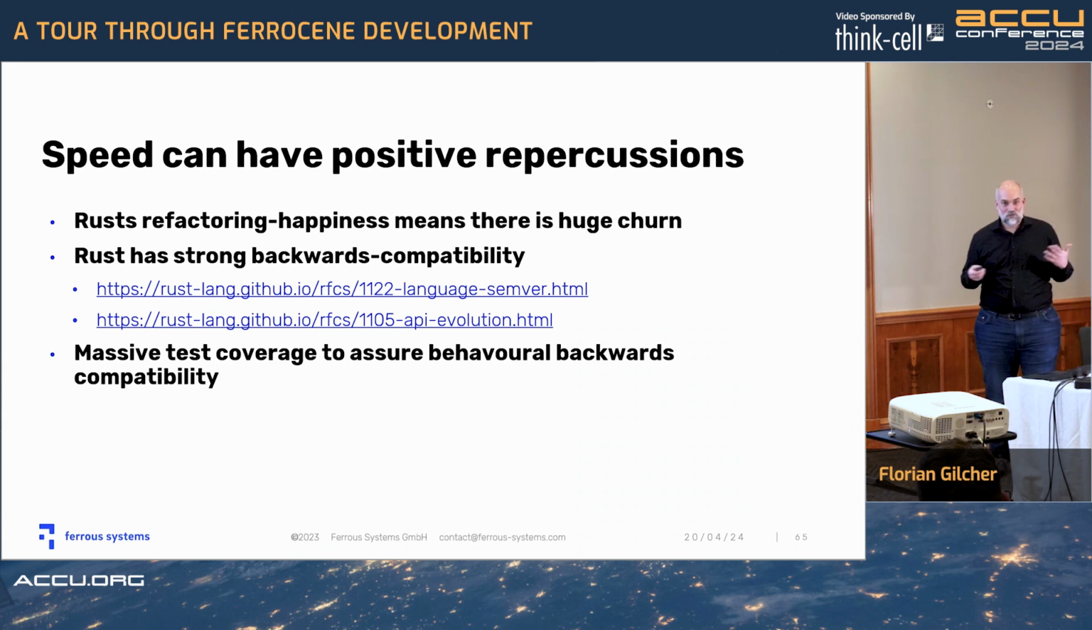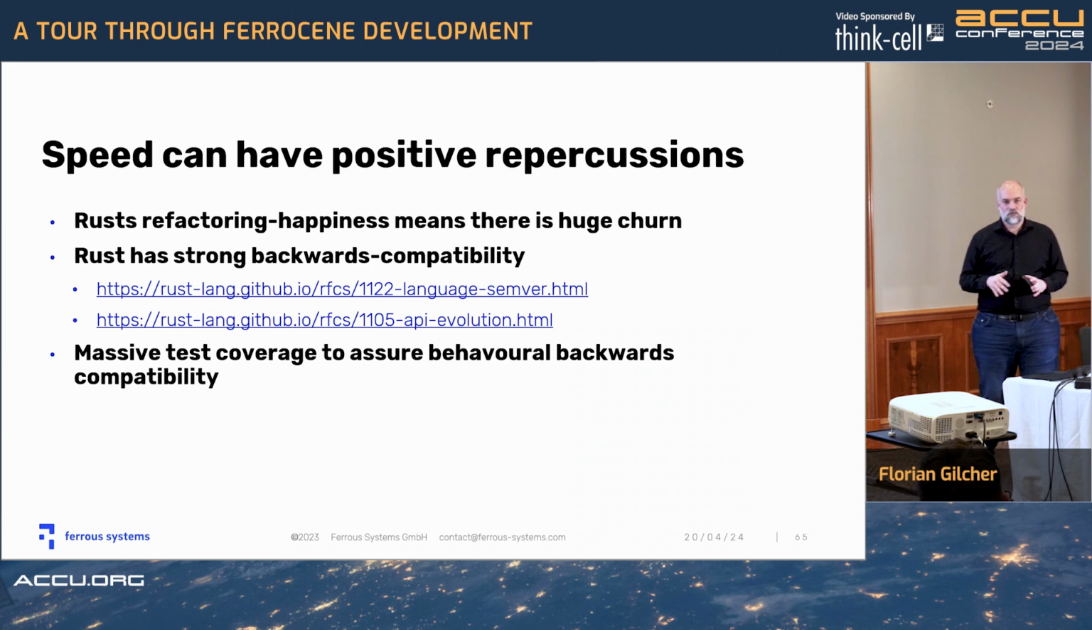These are things where Rust, for example, has undefined behavior, which we declare what undefined behavior is in our safety material so that no one runs into these kinds of things. But please be aware that these RFCs exist. But it has massive test coverage to assure behavioral backwards compatibility. That's where the large test suite comes out of.